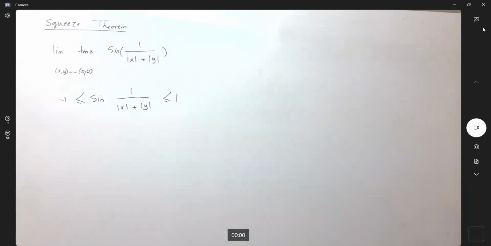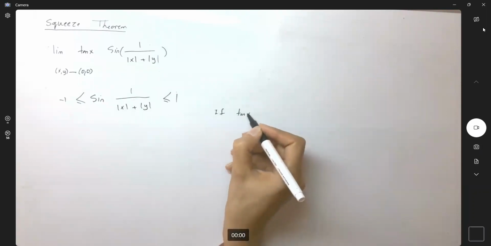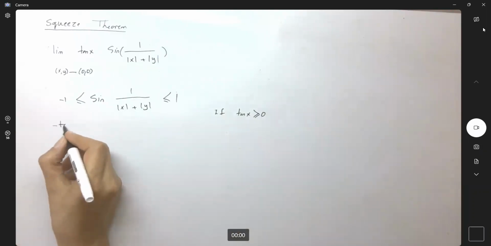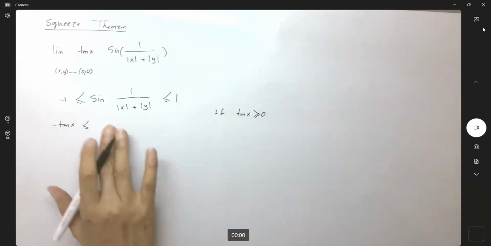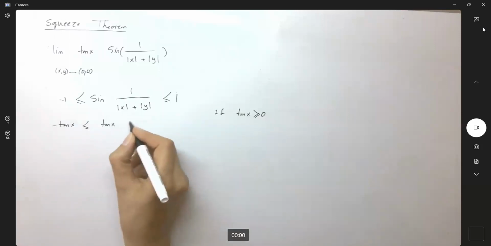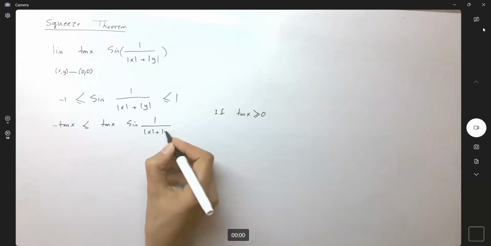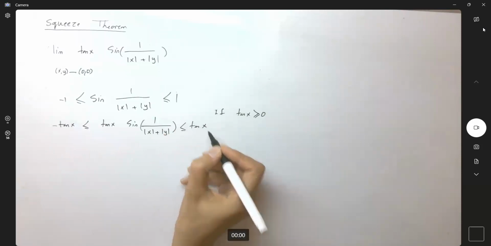Very good. So now take a look at your tangent function. If tangent of x is positive, well, multiplying both sides by tangent of x doesn't change the inequality. Let me write down the tangent. Sine of 1 over absolute value of x plus absolute value of y less than or equal to tangent of x.